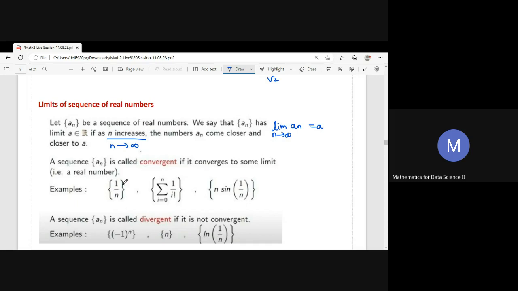For example, what is the limit of 1 by n? 0. If n goes to infinity, it becomes 0, right? All this we are considering as n goes to infinity. So this term becomes 0. What about the second one? This is a very familiar one. It is the value of e, right? And what about this one? n times sine 1 by n.